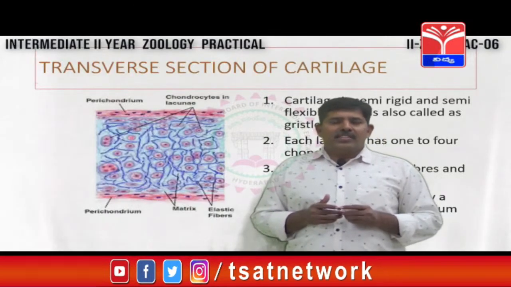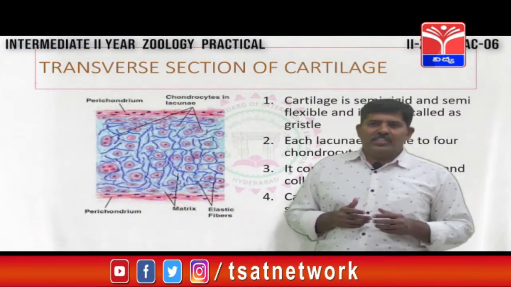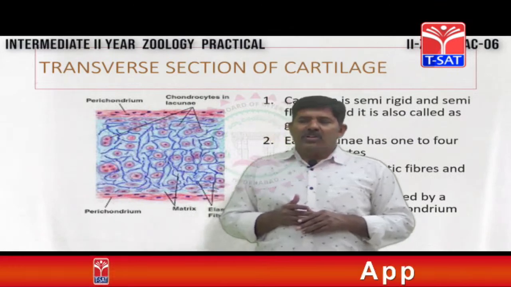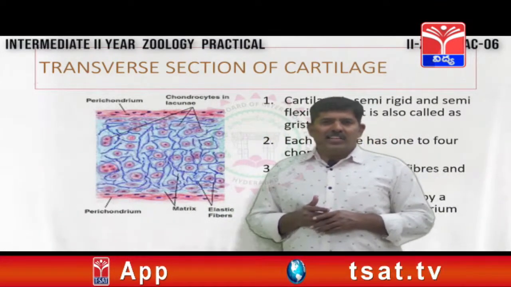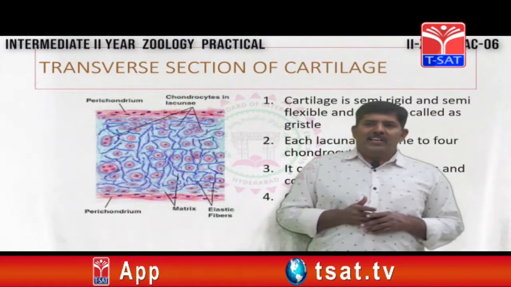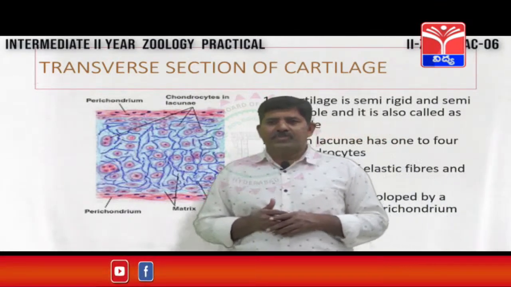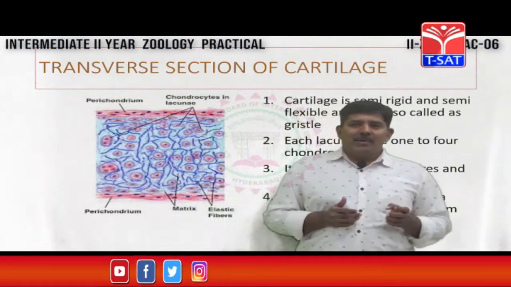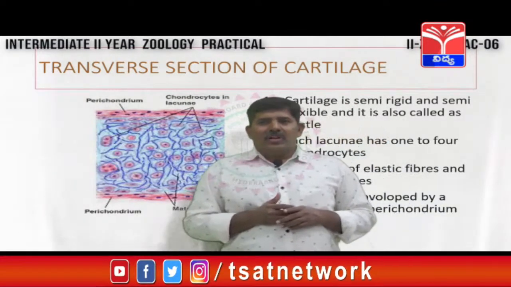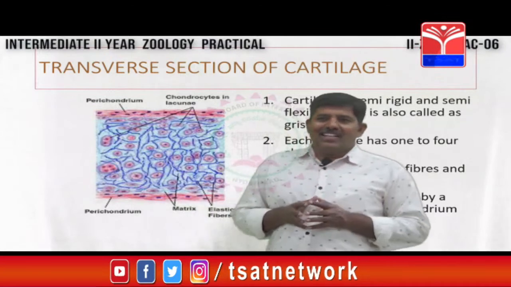Now, TS of cartilage. Transverse section of cartilage. So you know the cartilage. Cartilage is a connective tissue. Cartilage is a semi-rigid connective tissue, and also semi-flexible. That's why it can be called gristle.